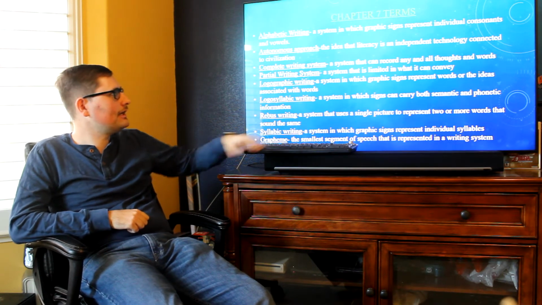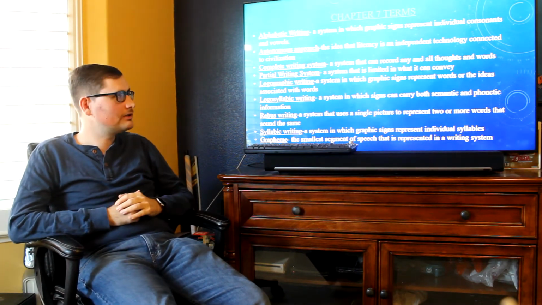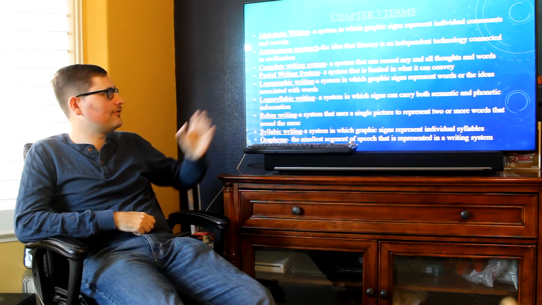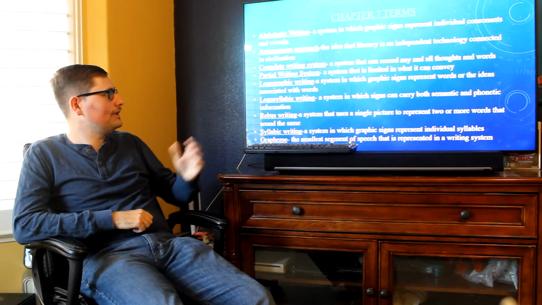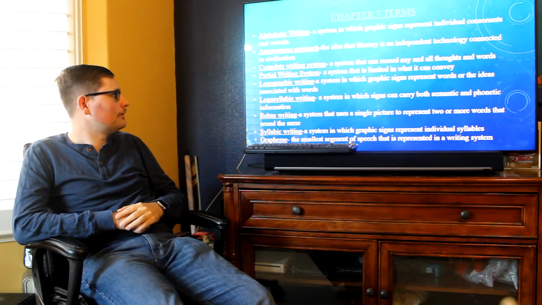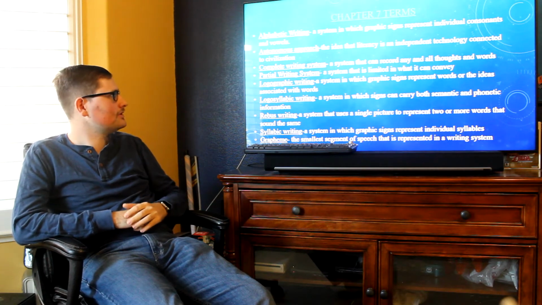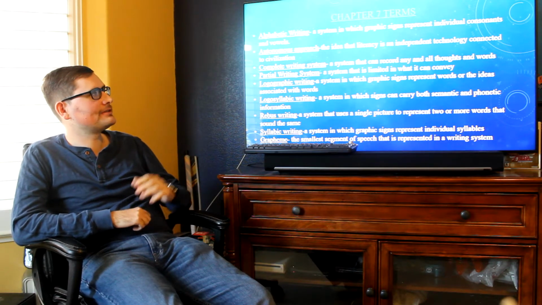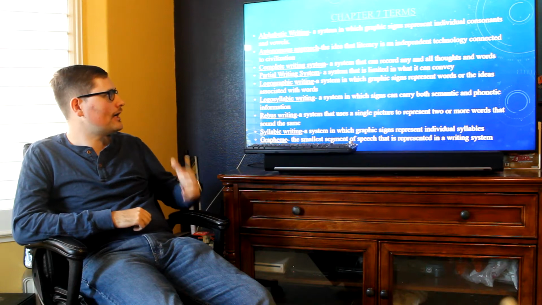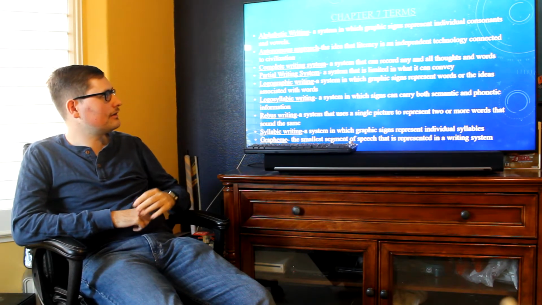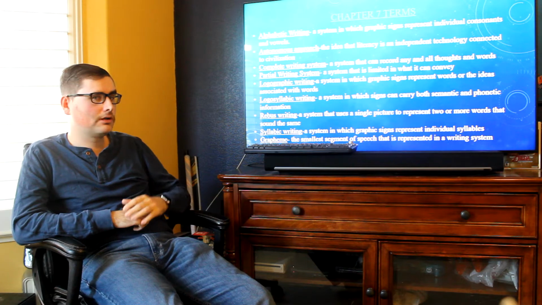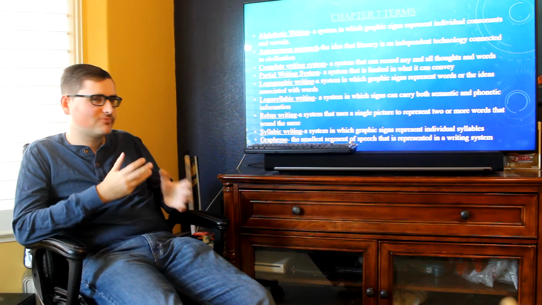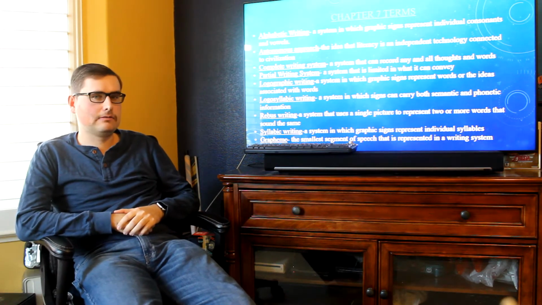And then here we have the terms from chapter 7 from our actual book that we were reading. So we see alphabetic writing, complete writing, partial writing, rebus writing. For example, alphabetic writing, a system in which graphic signs represent individual consonants and vowels. Complete writing is a system that can record any and all thoughts and words, while partial writing, well, it's limited in what it can convey.